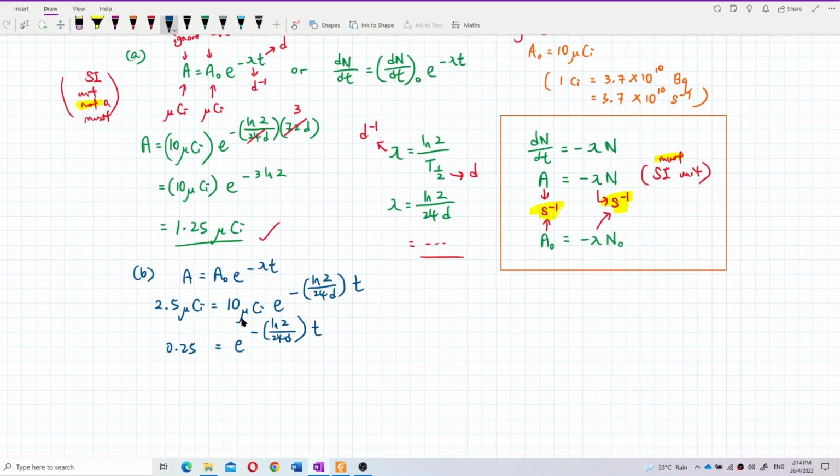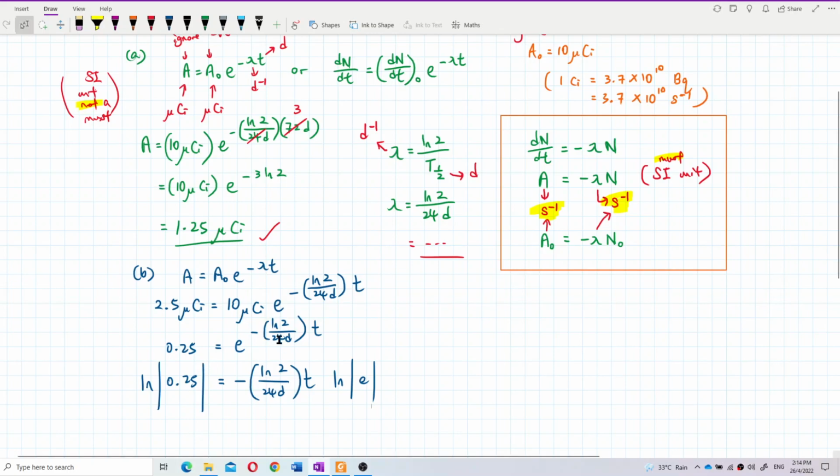So okay, ln both sides. Then the whole thing goes down, and here is ln e. I know that ln e is equal to 1, isn't it? Yes, that's right, ln e equals 1.